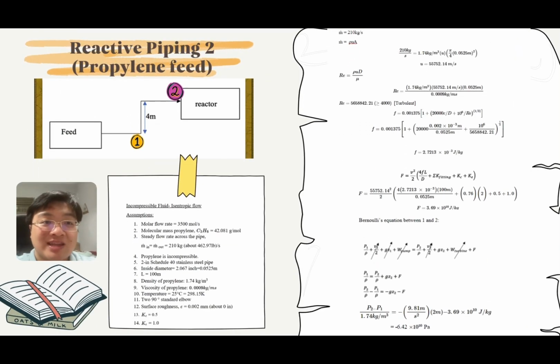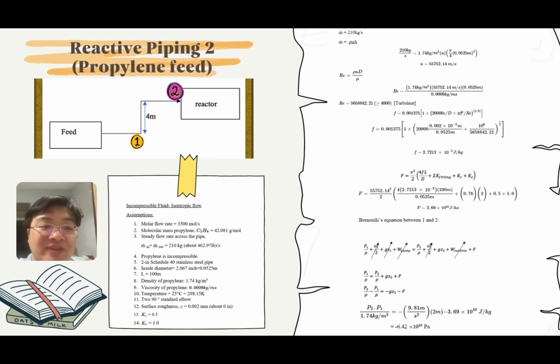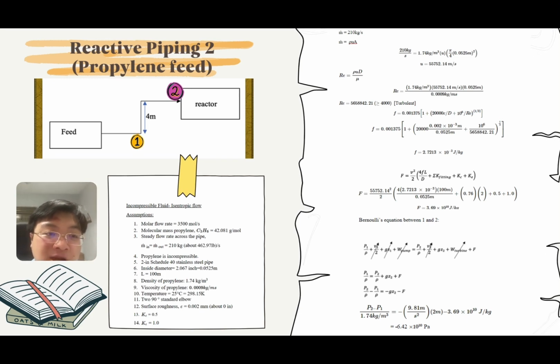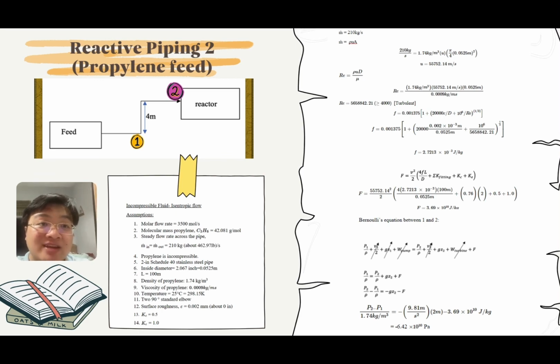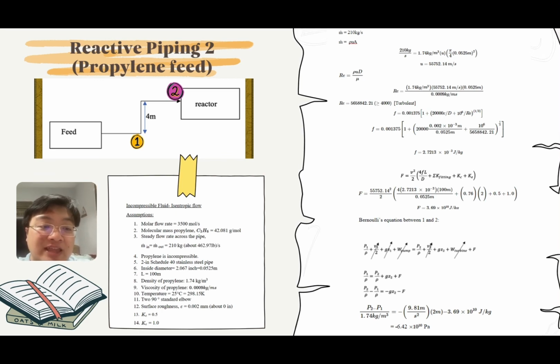And here we want to solve the second pipe, which is the propylene feed to the reactor. And we can use the same concept and the same method. First, we find the velocity. Second, we find the Reynolds number. Third, we find the friction factor. Fourth, we find the friction loss. And then we can get our pressure drop.